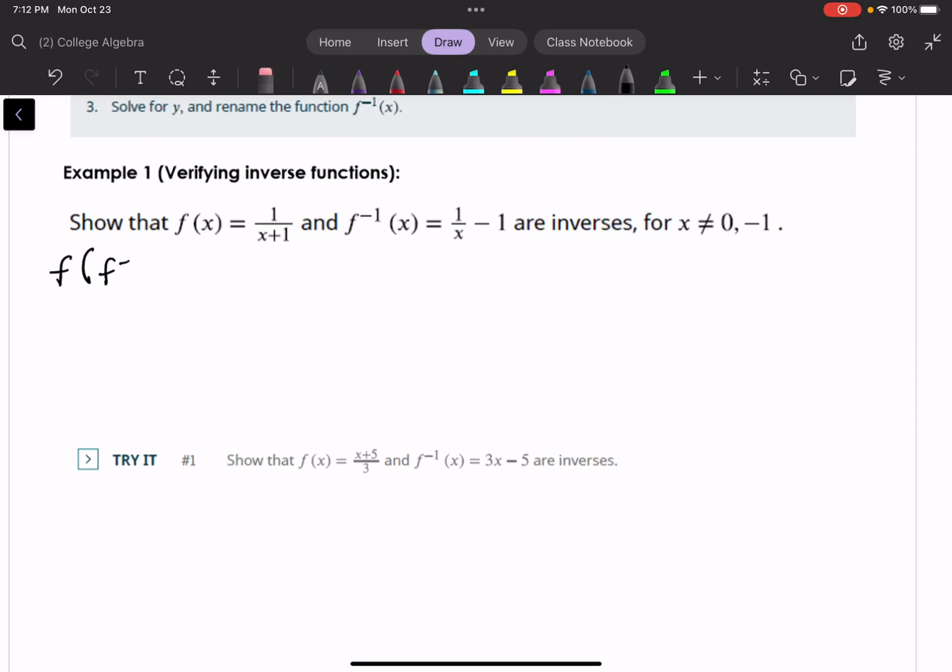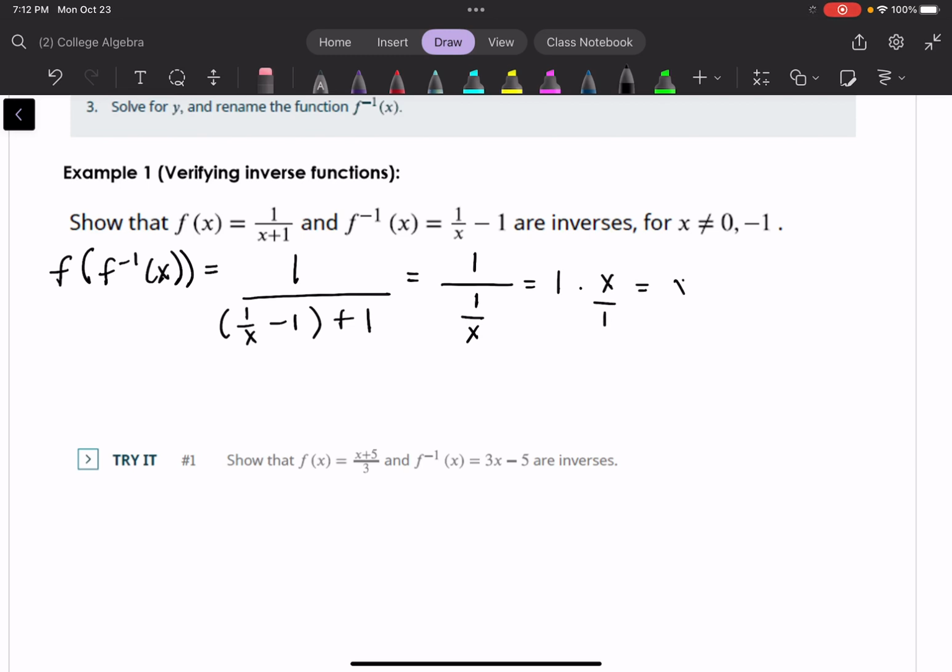For the first one, we'll go ahead and investigate f of f inverse of x. That'll be our first composition. The shell is the function f, and then we're just going to plug in this function and simplify and see what we get. Hopefully we get x. So this just ends up as 1 over x. Then to divide functions, you multiply by their reciprocal, and then we'll just end up with x. And so that is part one.